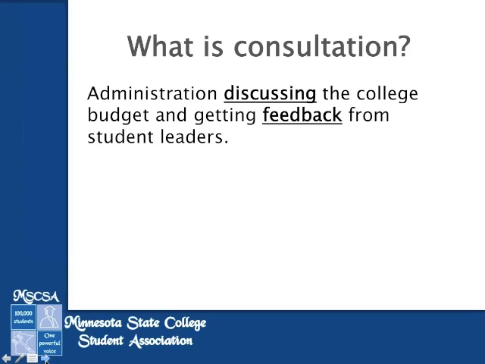On a very basic level, the process is really just about administration talking about the college budget and getting feedback from students on campus. And the two words that are the most important in this description are discussion, that consultation should really be a two-way street. It should be the administration informing the students about what's going on, talking to them about the budget proposals that are out there, explaining why, and then two, getting feedback from those student leaders, taking that feedback into consideration, and maybe adjusting their budget proposal as a result of student questions or concerns or opinion. So really think about consultation as a conversation, a two-way communication between administration and the students.